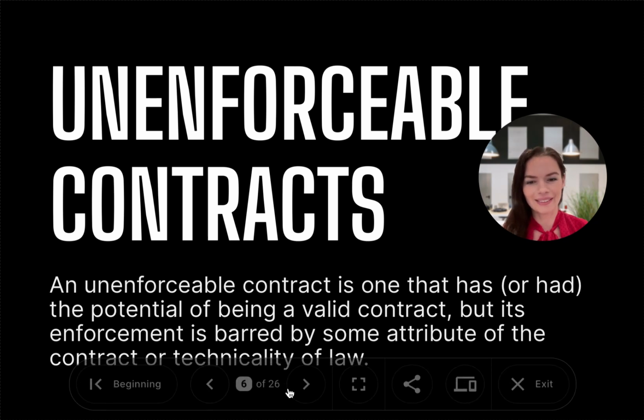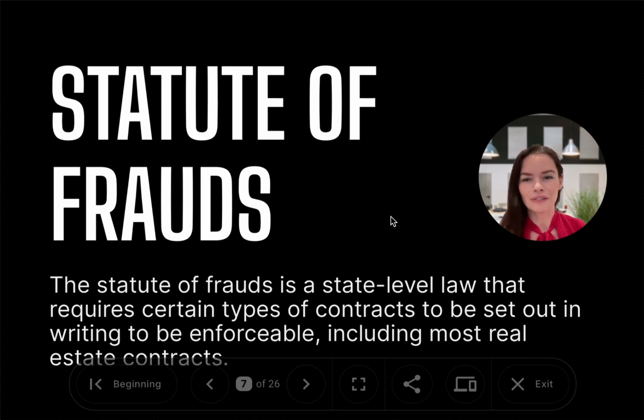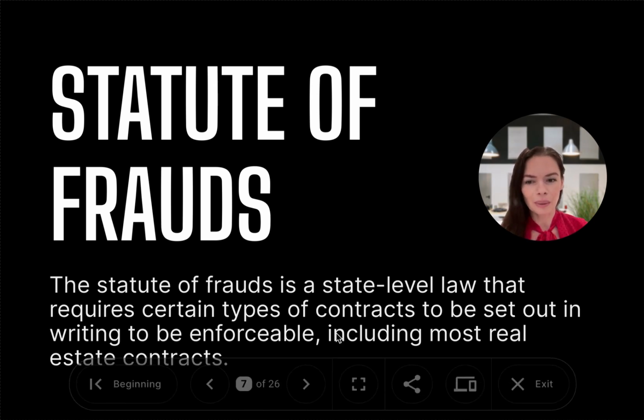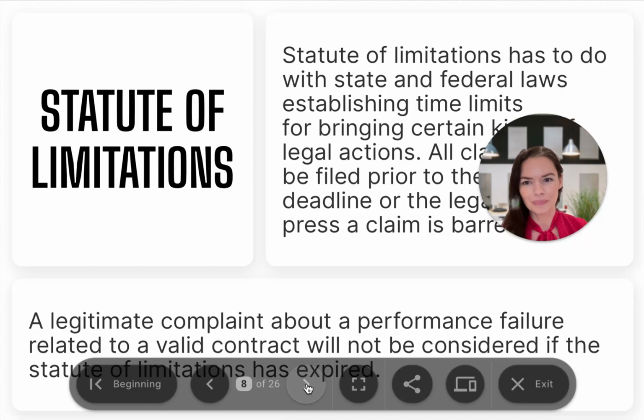Okay, next. Statute of frauds. The statute of frauds is a state-level law that requires certain types of contracts to be set out in writing to be enforceable, including most real estate contracts.